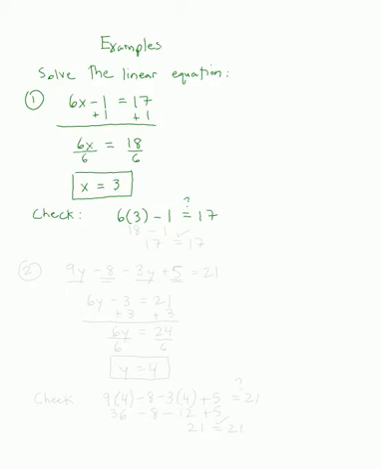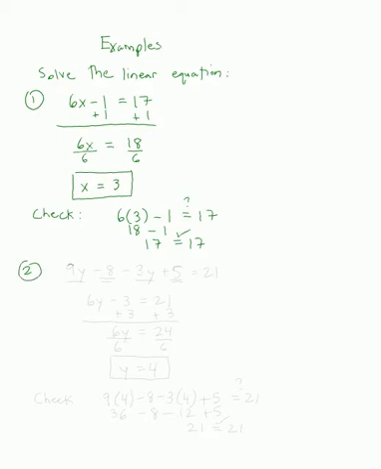Well, by the order of operations, I multiply first, so 18 minus 1, which is 17. And on the right side, I also have 17. That means it checks. So I recommend you do this. If you do this on an exam, you immediately know you got the problem right. Okay? All right, let's move on to the next example.